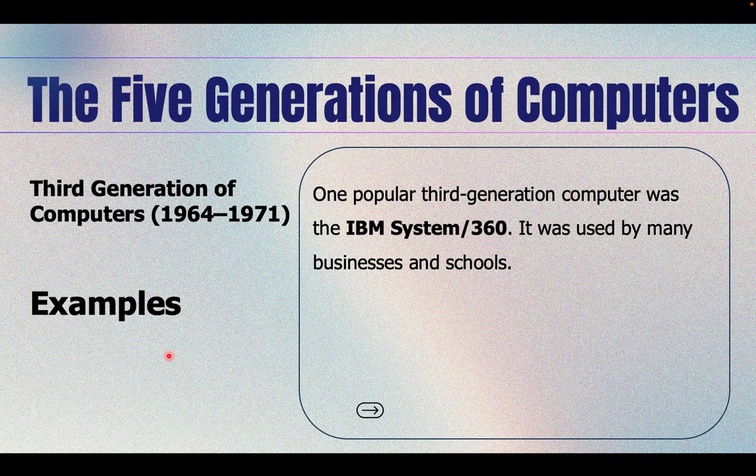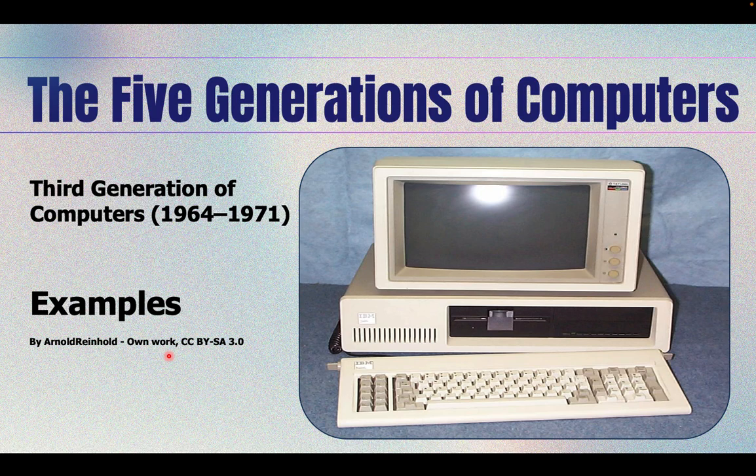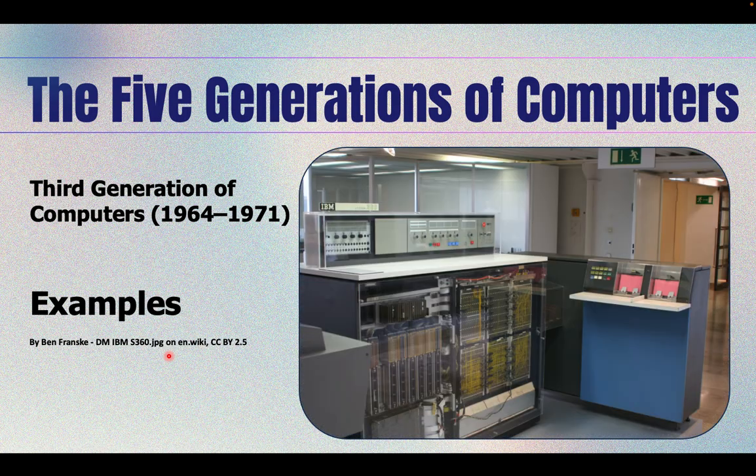We have one popular third generation computer, the IBM System 360. We look at the picture. It was used in so many businesses and then schools at the time. Yes, this is how one looks like. It was being used in schools or being used in organizations. Right. Then we have the IBM S360. This is how it looks like. It's a mainframe machine. This is how it looks like.